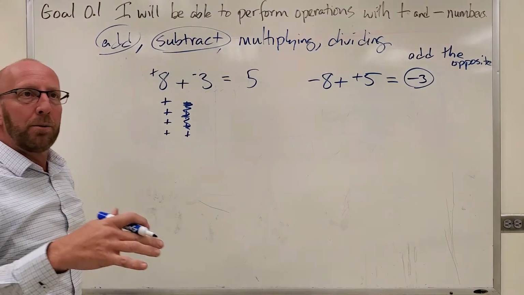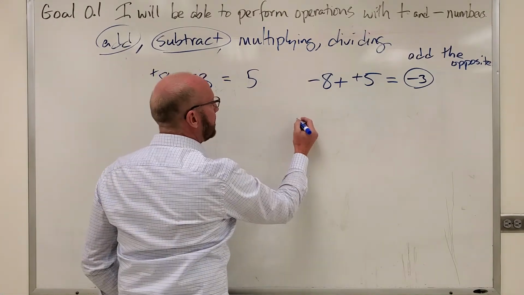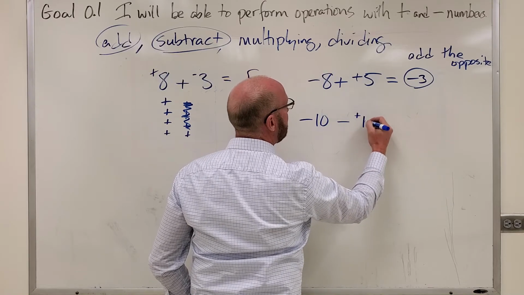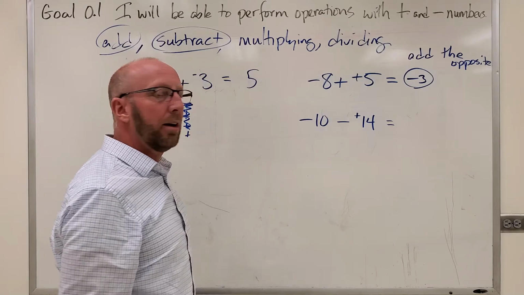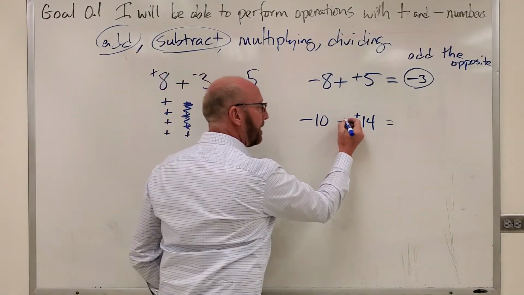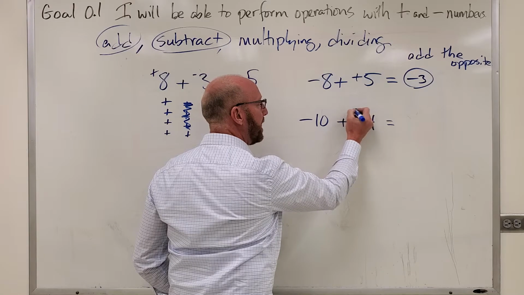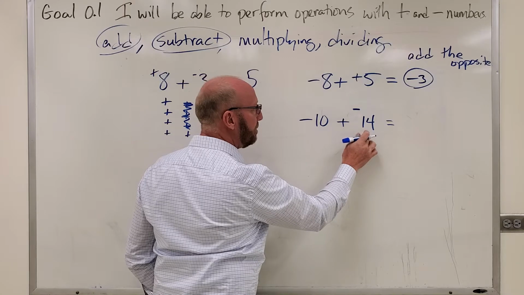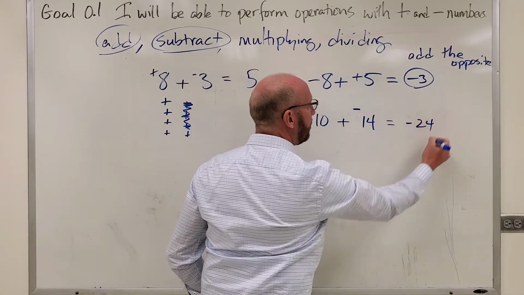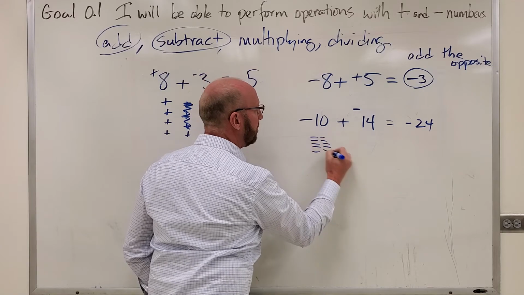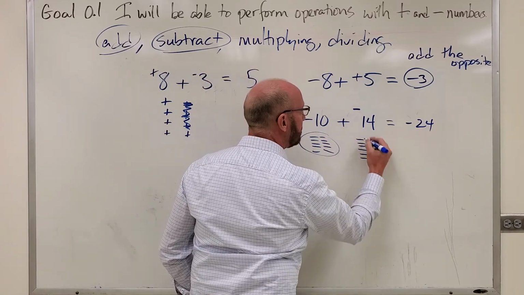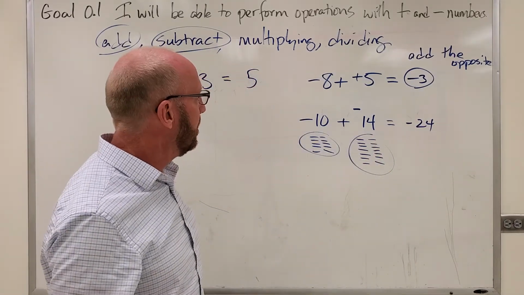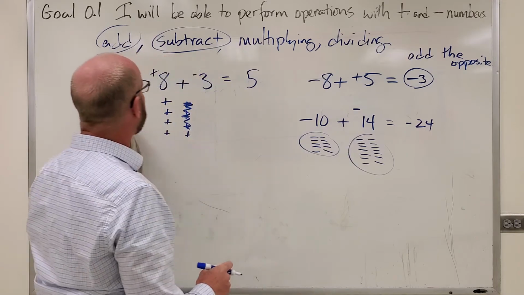Well, let's do a problem where you subtract with a plus and a negative. Let's say that I have negative 10 minus positive 14. When I subtract, I add the opposite. So I'm going to now make that a negative. I have negative 10 plus negative 14 more makes negative 24. I have 10 negatives. I have 14 negatives. I have negative 24 altogether. So you always add the opposite.